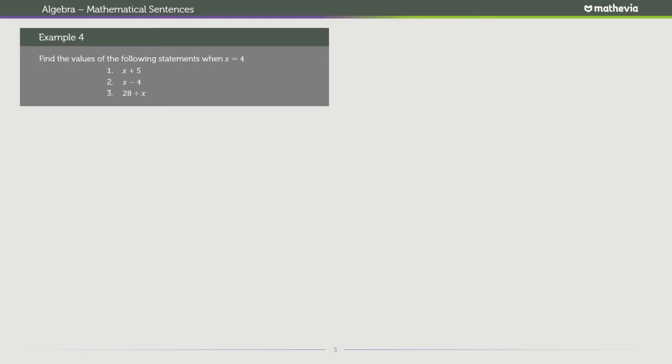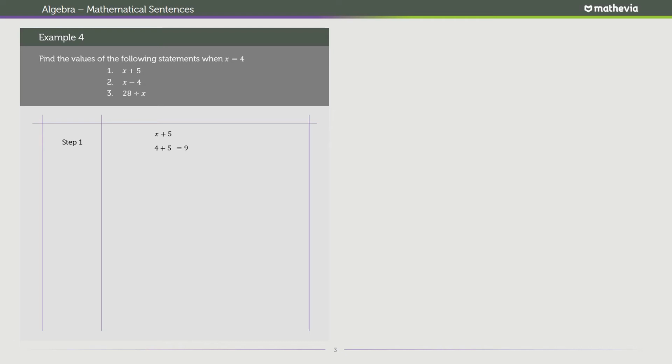But then we've been told that x equals 4, and we've been asked to solve the statements when x equals 4. Quite simply, all you need to do is put 4 for x in the statement. So watch closely. We have x plus 5, and we've been told that x equals 4. So we just go 4 plus 5, and when you solve that, you have 9.